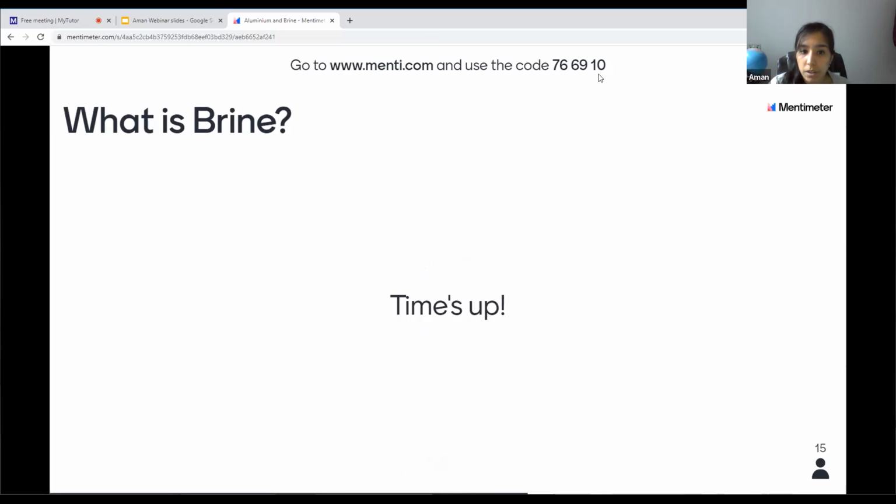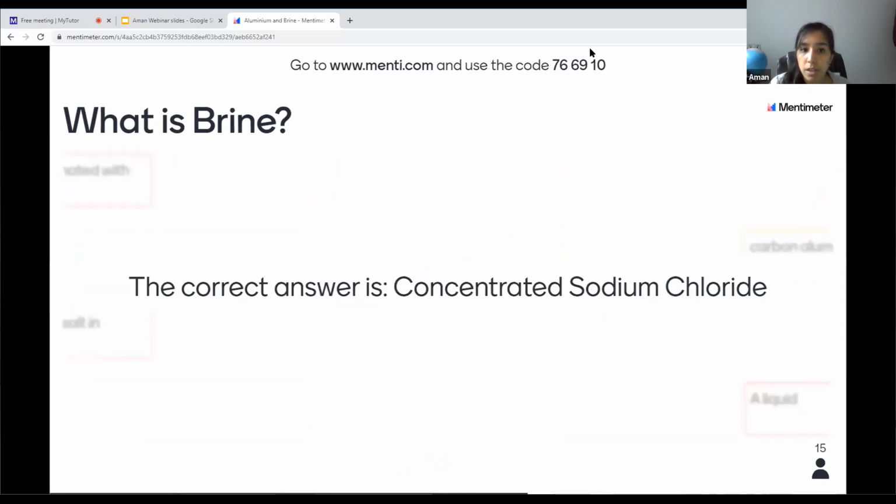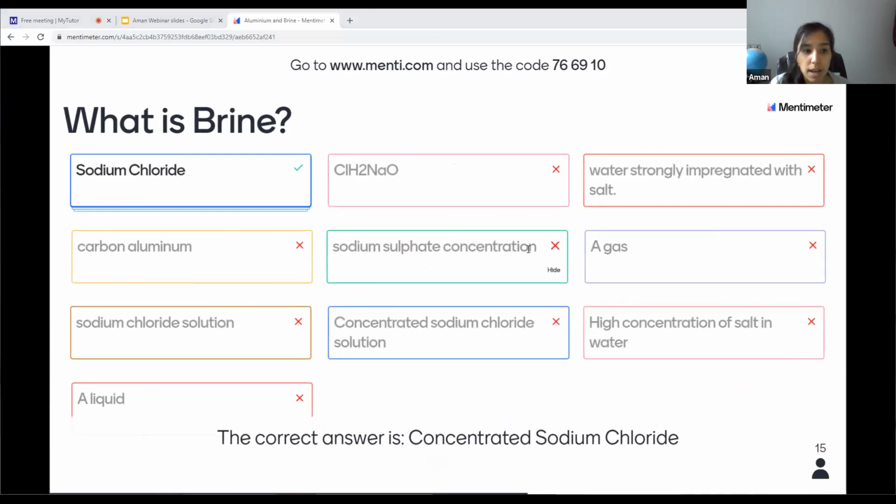So the answer is sodium chloride, concentrated sodium chloride. Yep, so concentrated sodium chloride. So I allowed NaCl or just sodium chloride. It's not sodium sulfate, it's not a gas, and it's not carbon aluminium. So it's sodium chloride. And you could say it's a solution. Well done.